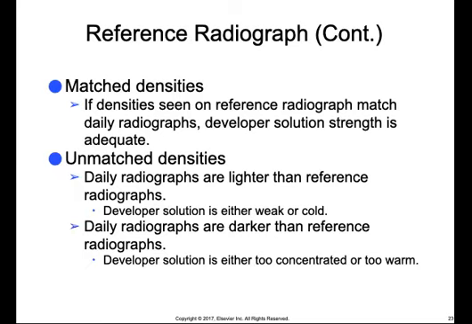If the density seen on the daily radiographs appears lighter than those seen on the reference radiograph, the developer solution is either weak or cold. And if the density seen on the daily radiographs appears darker than those seen on the reference radiograph, the developer solution is either too concentrated or too warm. Weakened or concentrated developer solution must be replaced if that's the case. And if the developer solution is too cool or too warm, the temperature must be adjusted.